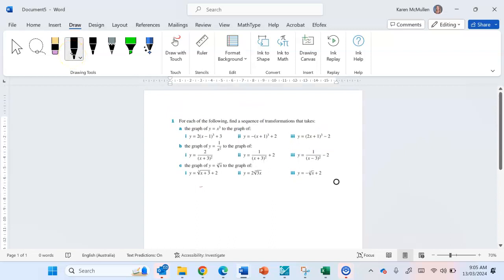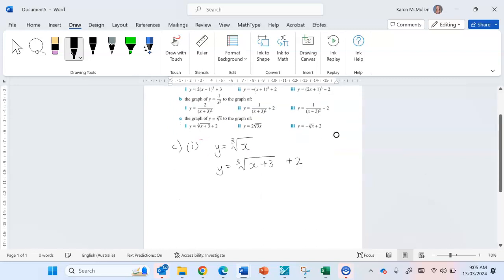All right, so let's do one from C. This time we're going from a cubed root graph. And it's a basic one. There's nothing that's happened to that. It's just your basic cubed root graph. And we're going to y equals cubed root of x plus 3, plus 2.